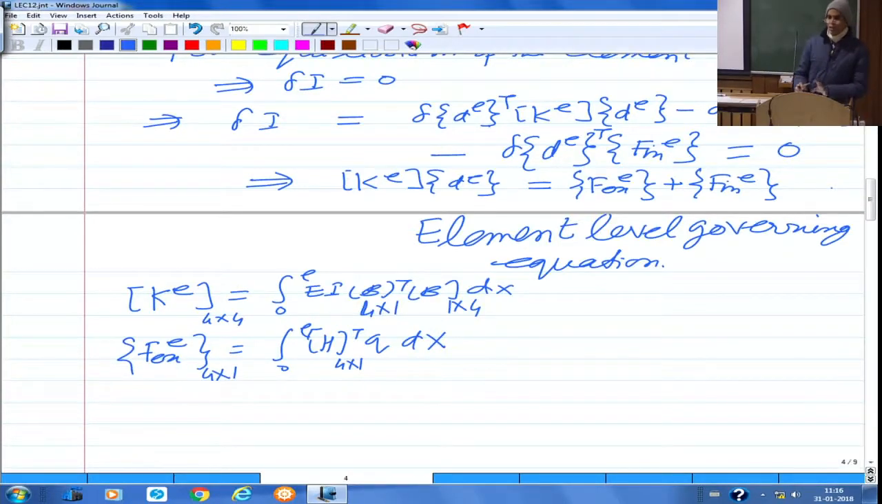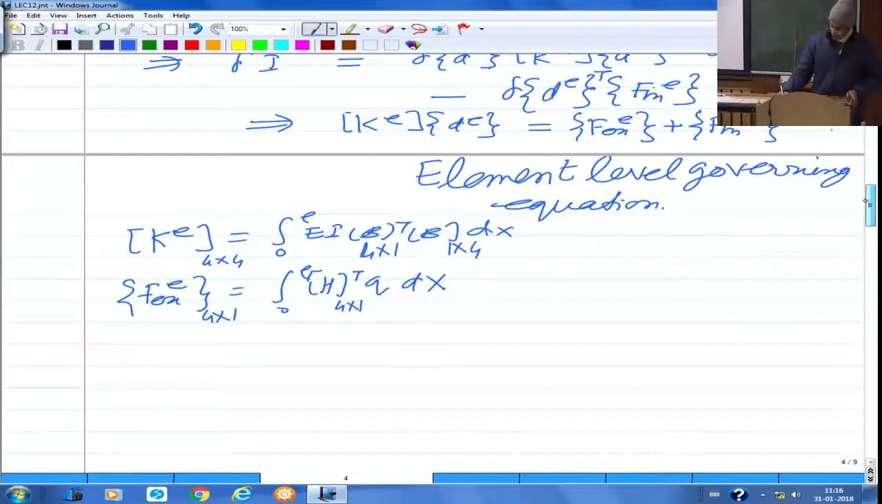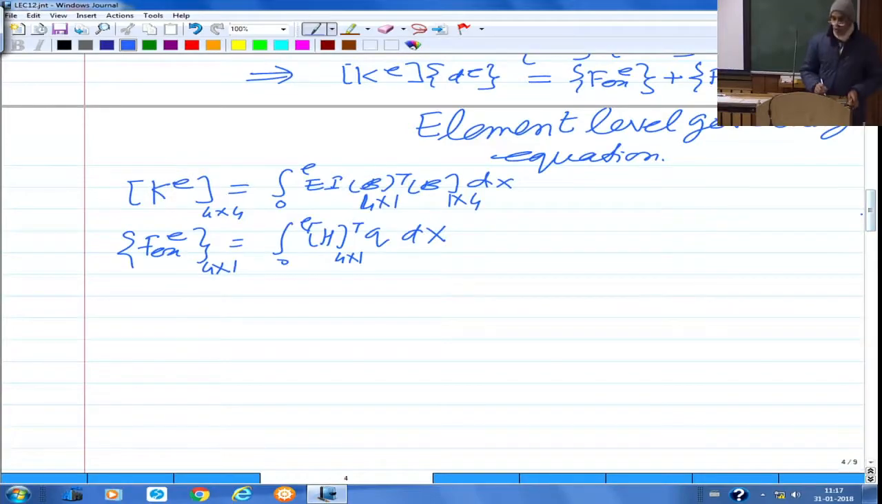So the derivation of the element level governing equations is the same as whatever we did for the two noded truss, the same steps are here. The only thing is you are using a different set of interpolation functions, the sizes of matrices are different, and now instead of axial forces, you are talking about shear force and bending moment as the internal force. So this is the development of the element level governing equation.